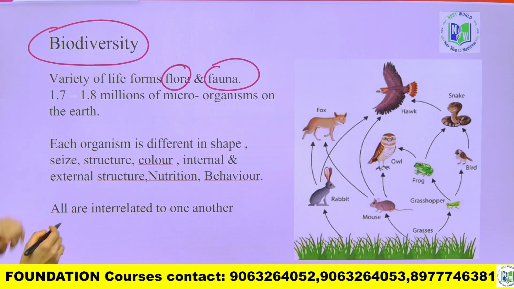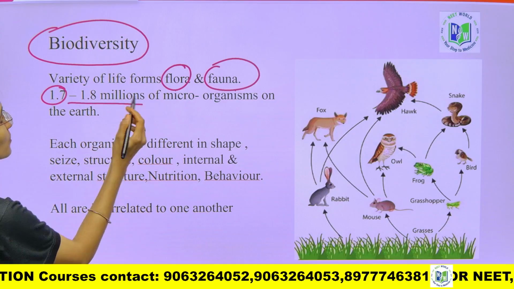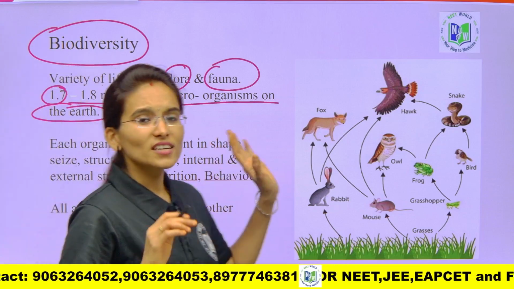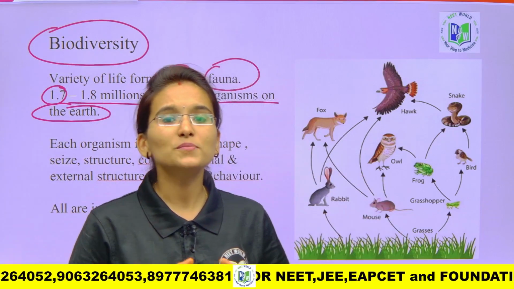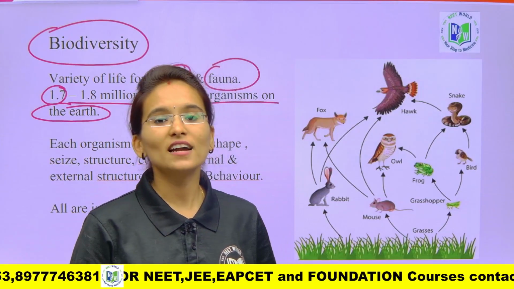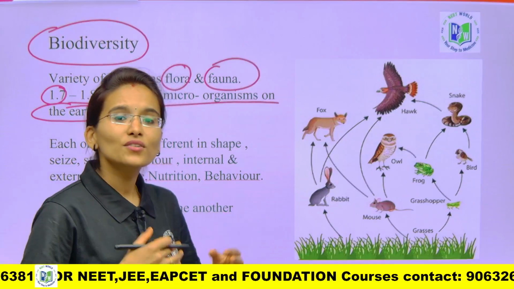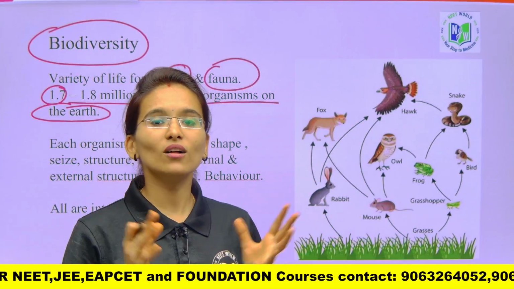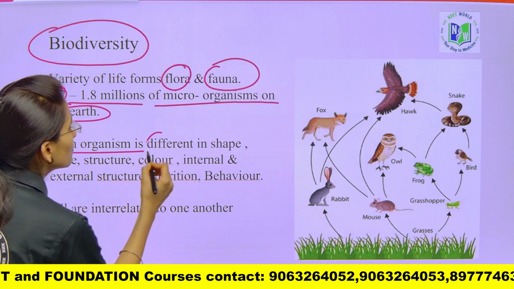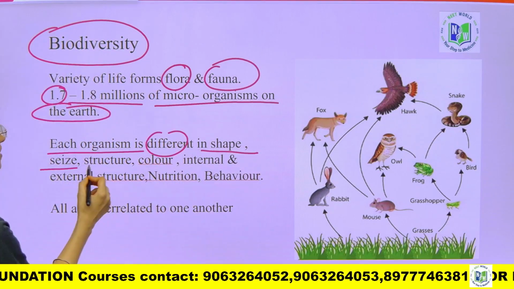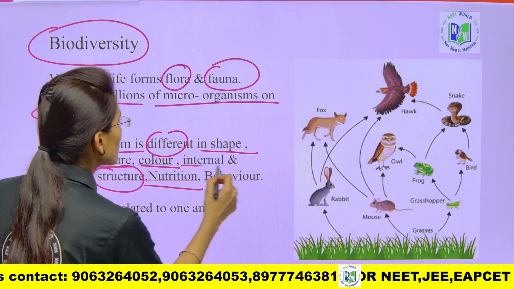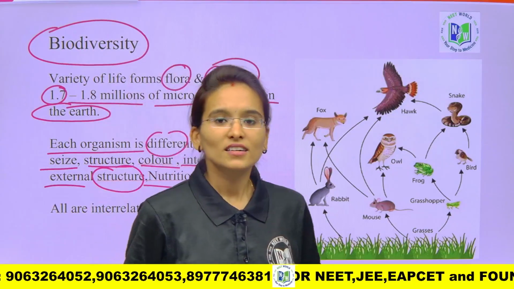Generally we have 1.7 to 1.8 million species on the earth. In our daily life we see different types of microorganisms, different types of animals, different types of plants, different types of flowers. We see a variety of all these things. But remember, each organism is different in shape, size, structure, color, internal and external structure, nutrition, behavior, etc. Clear about these, students?